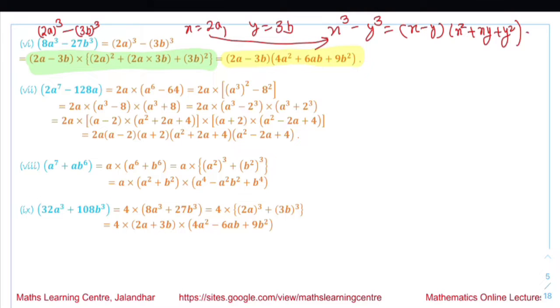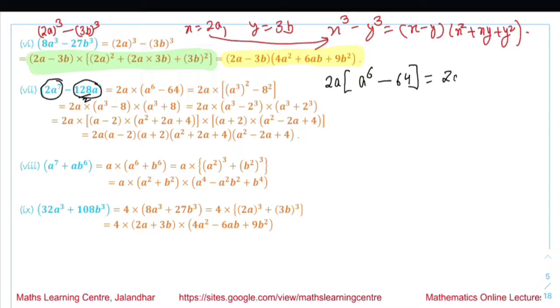In the next question, this term we cannot reduce in the cubic form. So what we do is we take a common. We look at these two terms and we see that we can take 2a common. So when you take 2a common from these two terms, what we are left with is a raised to the power 6 minus 64. a is already common and 128 by 2 is left, which is 64.